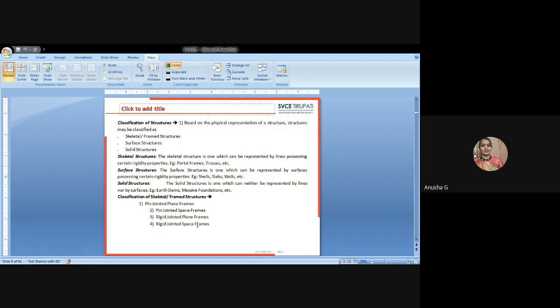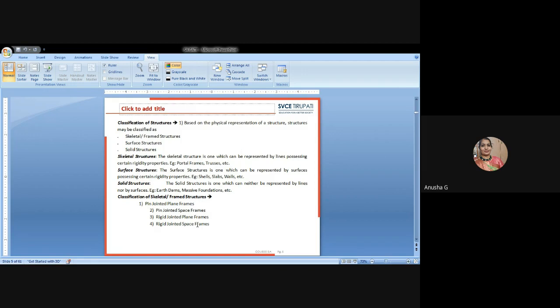Next we will go for the solid structures. A solid structure is one which can be represented neither by lines nor by surfaces. Examples are earth dams, massive foundations, etc. These are the different types of solid structures that we encounter in our day-to-day life.